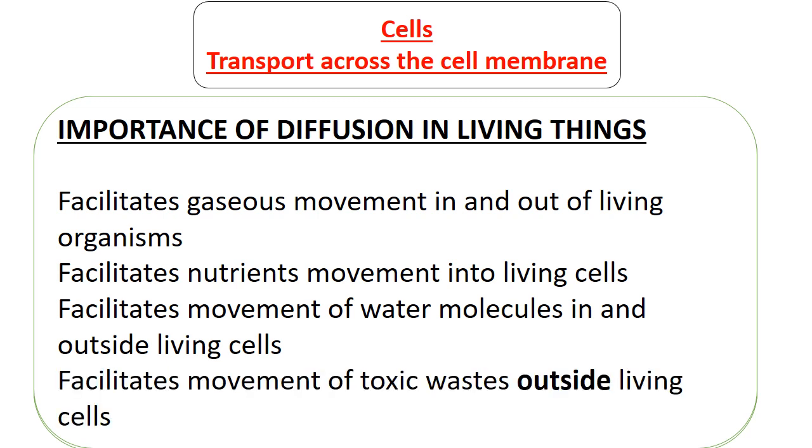Diffusion finally facilitates movement of toxic waste outside living cells. So once you eat and your nutrients are inside the cells and they are used, the end products are poisonous or toxic. They have to be removed outside the cells. These toxic wastes are removed to the outside of the cells through the process of diffusion.